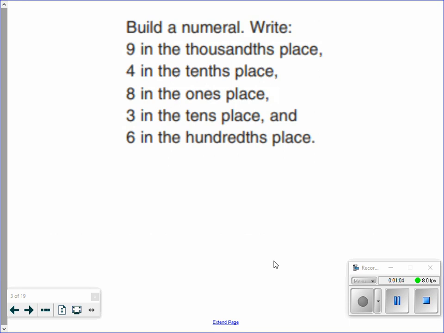So you're going to put a 9 in the thousandths place, a 4 in the tenths place, an 8 in the ones place, a 3 in the tens place, and the 6 in the hundredths place. So whenever I see a problem like this, I normally just put some spaces out there, just so it's easier. I'm going to put a couple spaces here. I'm going to put a nice decimal so I know it's a decimal, not a comma. I'm going to put a few more places here. And then I just kind of plug them in.